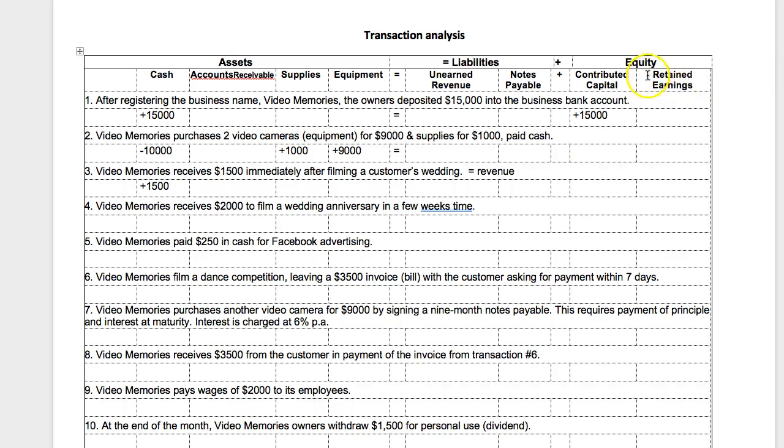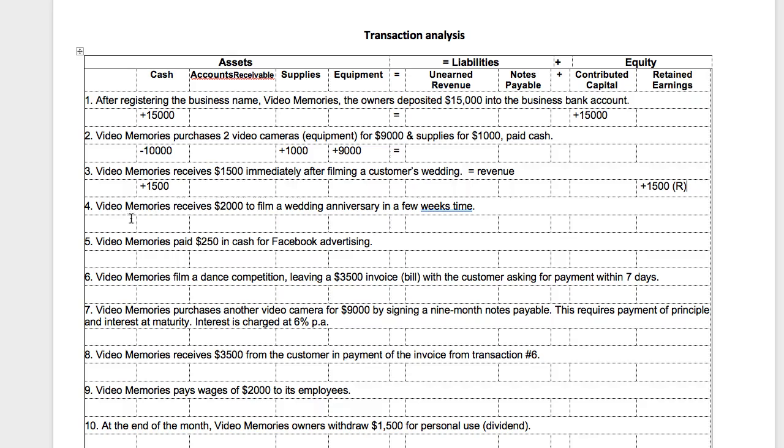Remember we said over here that we add net profit to retained earnings, and part of net profit is revenue. And when revenue goes up, net profit goes up, so the retained earnings will go up. So revenue is going to increase retained earnings. I'll put an R there, just so we know that this amount in retained earnings is from revenue.